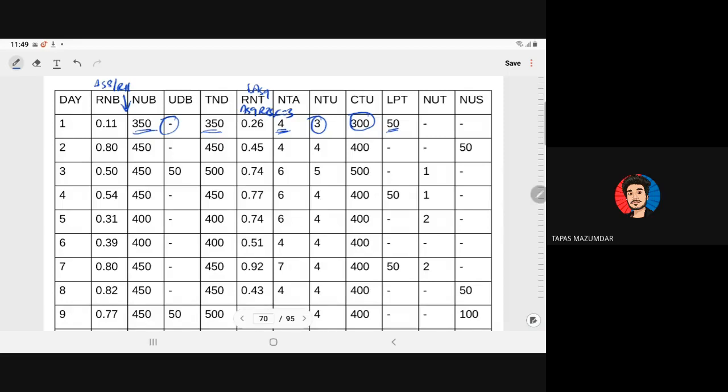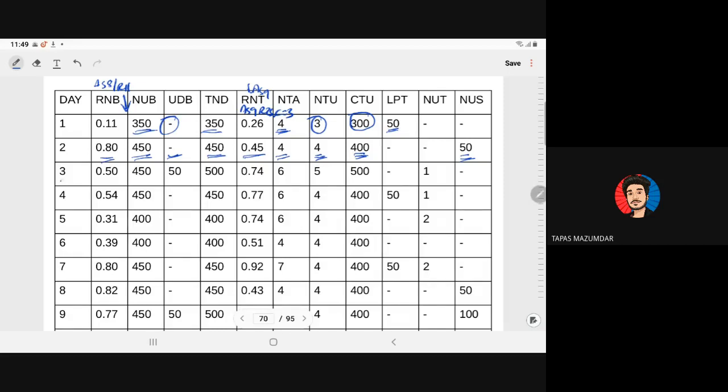On the next day, the random number is 80, and the corresponding number of bookings will become 450. Previous day remaining is 0, so the total number of bookings will become 450. For the number of trucks, the random number we are taking is 45. So the number of trucks available will become 4. So 4 trucks will be fully filled by 400 items. Now there is no truck available. So the remaining 50 units you have to store over the night.